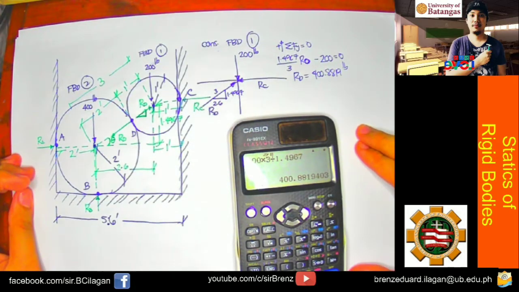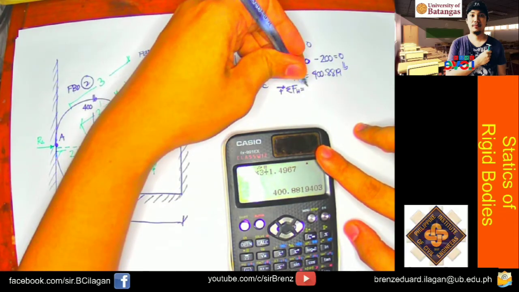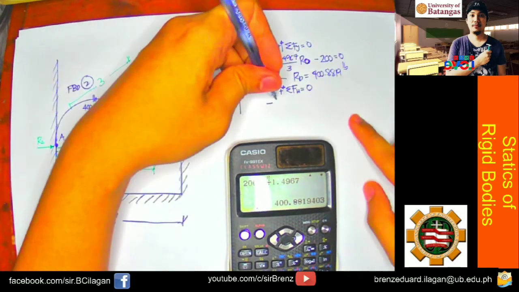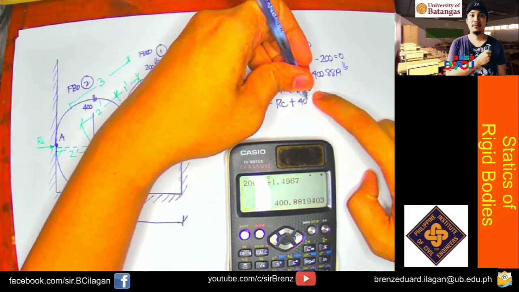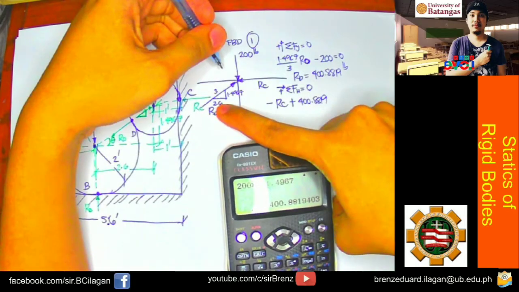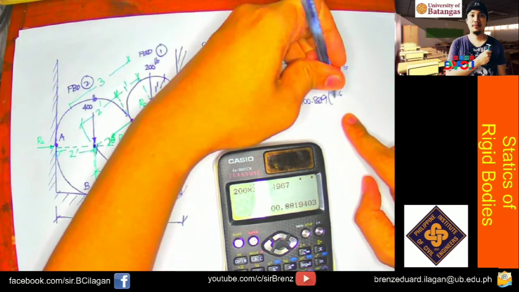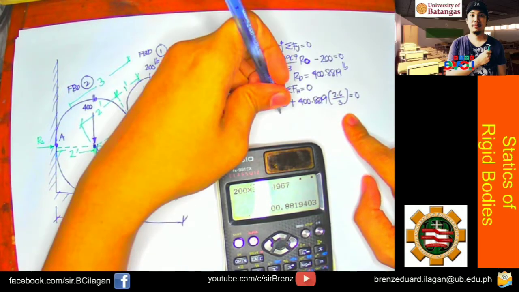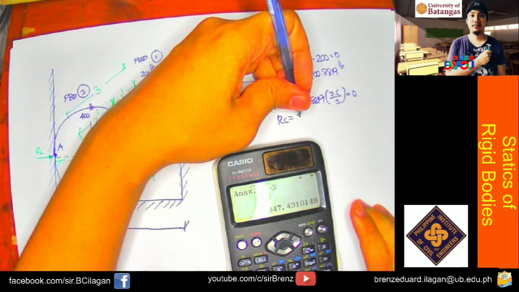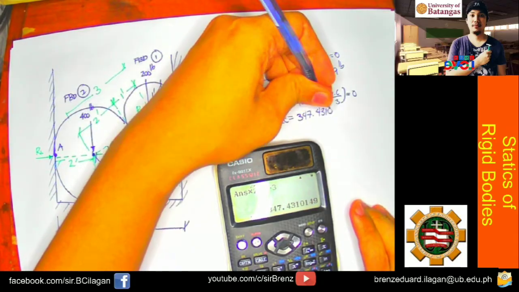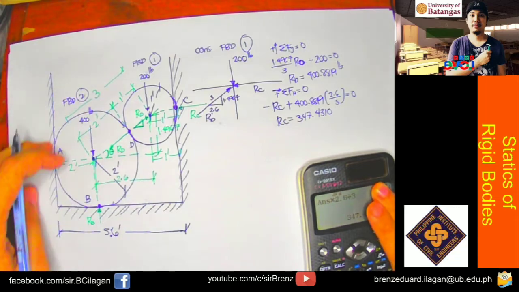pound. Okay, so next, by taking summation of forces horizontal, assuming to the right forces as positive, the equation will be, negative since pakaliwa, negative RC, and then plus RD, which is 400.8819 times 2.6 over 3. So we have an answer of RC, which is 347.4310.